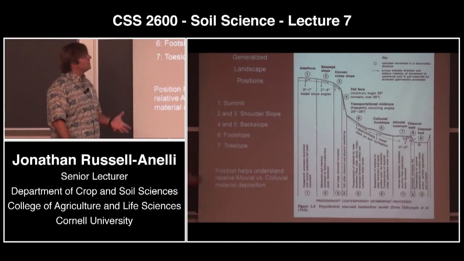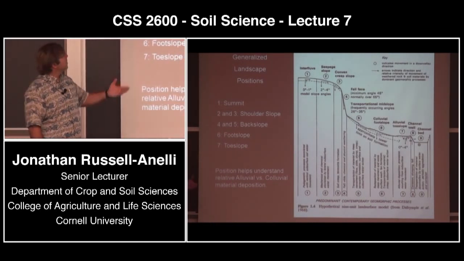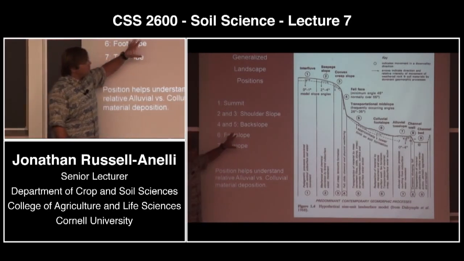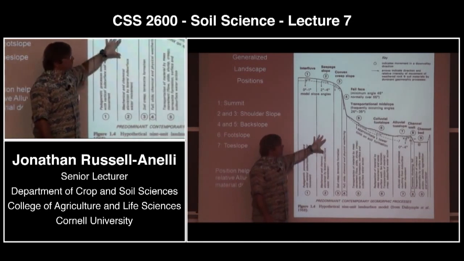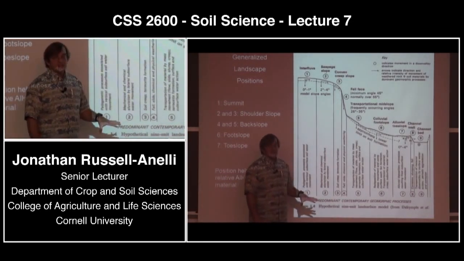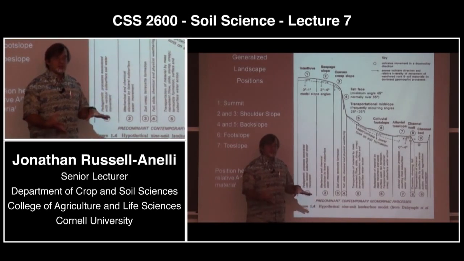And the classic one is slope. And we call this the generalized landscape position. But if you think about how water is going to move in this, or gravity is going to work in this, you can basically take a look at these different positions in the landscape, and you can predict different characteristics.